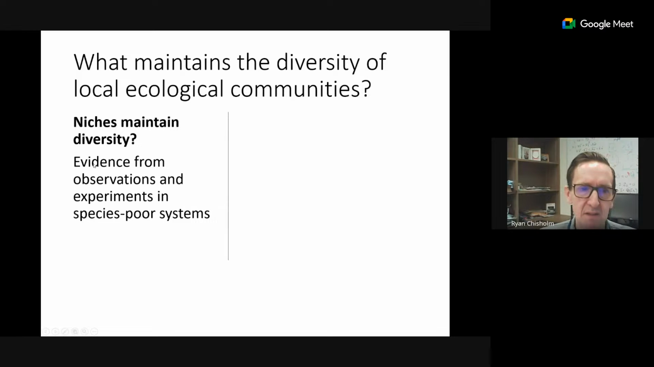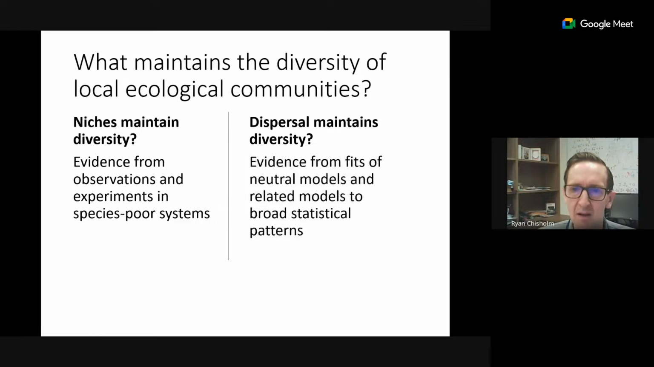Do niches maintain diversity? Well, there are some nice experimental studies that I didn't show you, and some observational studies which strongly suggest that yes, niches do maintain diversity, especially in species-poor systems. And we just have a handful of species. They're most likely co-occurring because they use different niches. Dispersal maintains diversity. Evidence from fits of neutral models and related models to broad statistical patterns. So it seems that this second hypothesis is more applicable when you get to species-rich systems and larger scales.